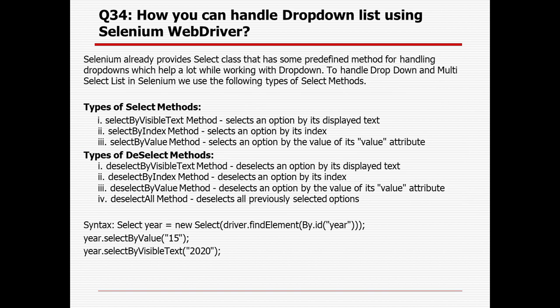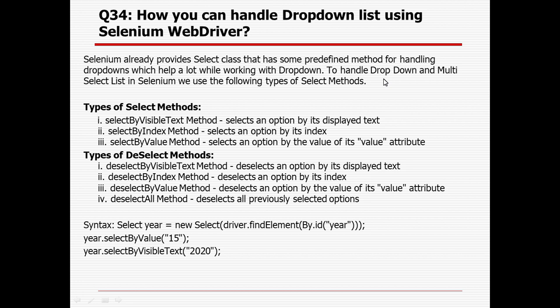How can you handle a drop-down list using Selenium WebDriver? A drop-down is, you know, right? Suppose for any state drop-down, there will be a large list of states available for a particular country. So it will not be handled normally. Selenium already provides the Select class that has some predefined methods for handling drop-downs, which help a lot. To handle drop-down and multi-select lists in Selenium, we need to use the following Select methods, right?